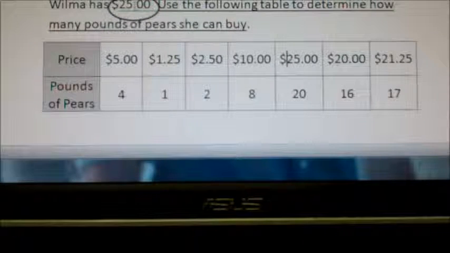Okay, so instead of $25, I'm going to make it $24. Now, I'd like you to tell me how many pounds you can purchase with $24. Pause the tape here.